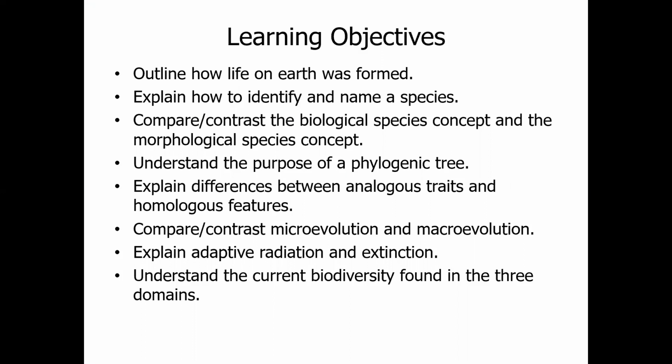And then we'll talk about how your analogous traits and your homologous features factor into phylogenetic trees. We'll then compare and contrast microevolution and macroevolution and what those actually mean, as well as how adaptive radiation and extinction come into play with microevolution and macroevolution. Finally, we're going to understand how the three domains are current ways of classifying biodiversity on Earth.